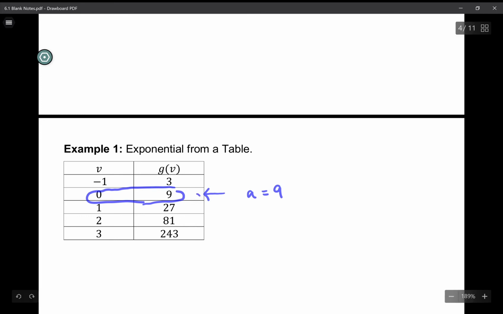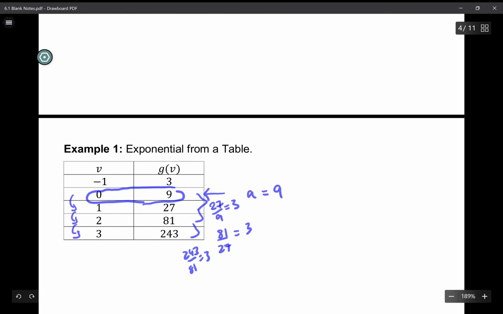So if I go from 9 to 27, that's going to be 3 times as much, right? Because, let's write this in a neater way, 27 divided by 9 is equal to 3. And if I go the next time, 81 divided by 27, use your calculator, trust me, it's 3. 243 divided by 81 equals 3. So each time as I increase my input by one step, I triple my output.